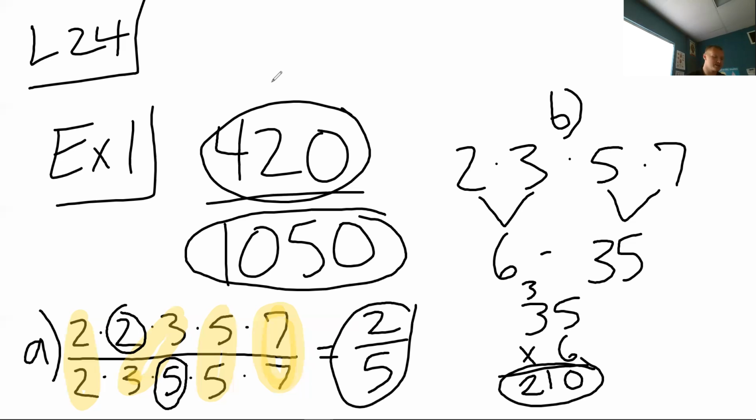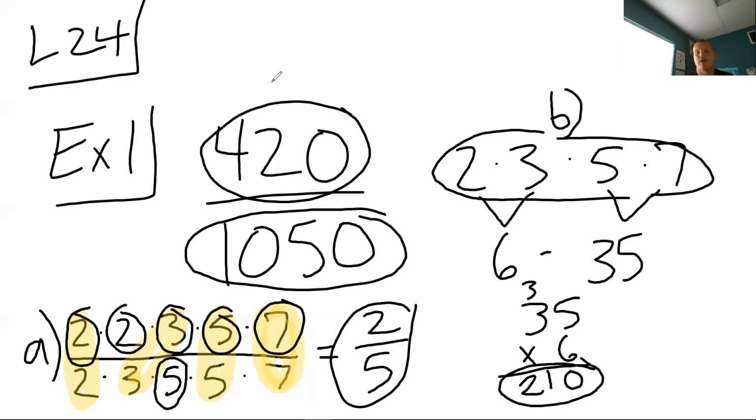2/5. So through prime factorization, I was able to find out that 2/5 was left over. And then through canceling out, I used 2, 3, 5, and 7. That's what I multiplied all together to find my greatest common factor of 210.